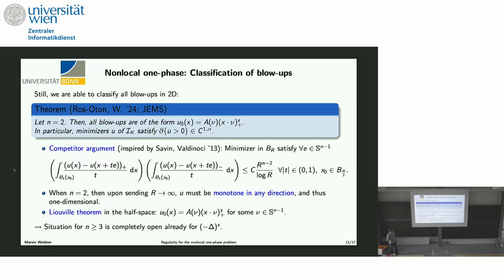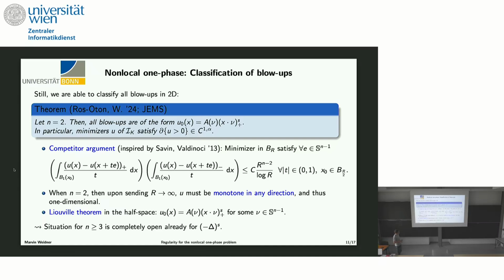And the main idea to do this, I also here don't want to go into too much detail, is that we're using a certain competitor argument. We got the inspiration from this paper by Savin and by Enrico, where they use similar competitor arguments in the theory of non-local minimal surfaces, and we adapted this technique to the non-local one-phase problem. The idea of the competitor argument is you fix a number t and you fix a vector e, and then you translate your solution locally in the e direction, and then you can produce these kind of incremental quotients.